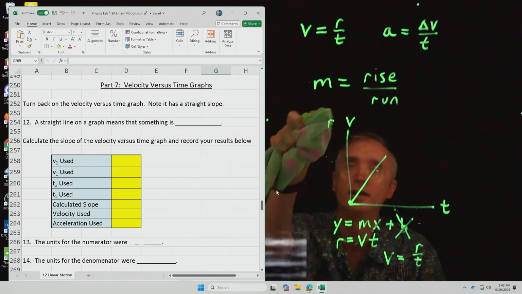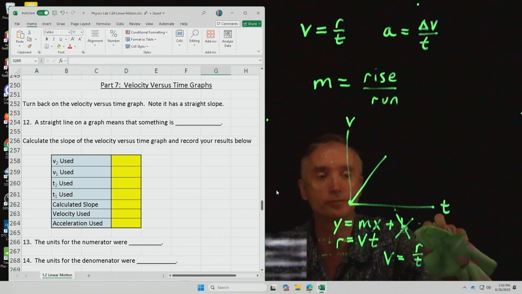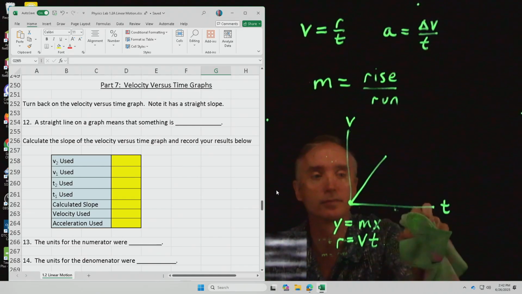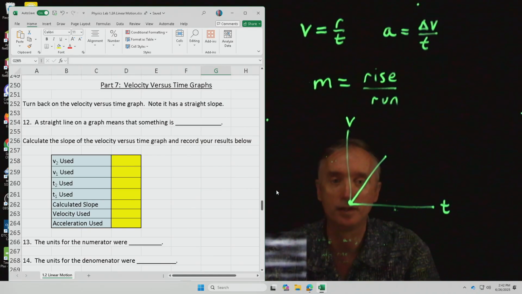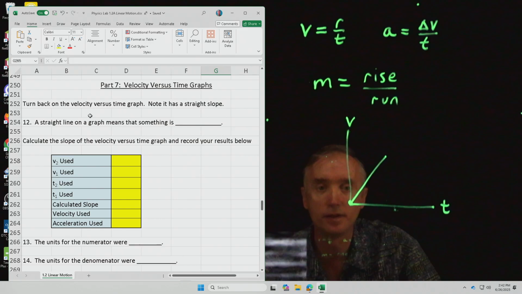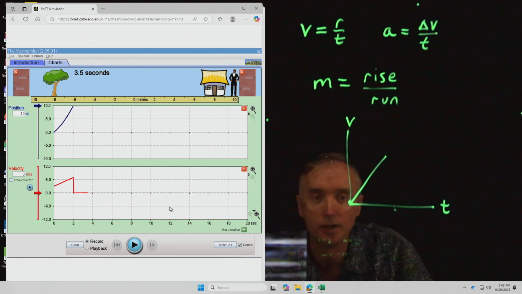So this time it's going to be a velocity versus time graph. So let me get rid of all of this. And the first thing it says to do is to go back to the velocity versus time graph and note that it has a straight slope. So let's go back to here. Now here's the one that was curving. Okay, now we're going to activate the velocity one. So we're going to turn on this one. So we're looking at this graph right here.